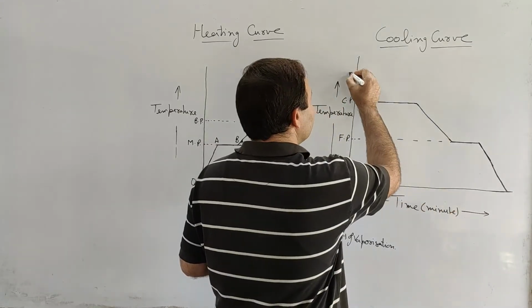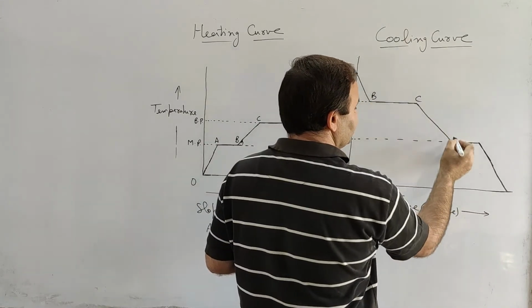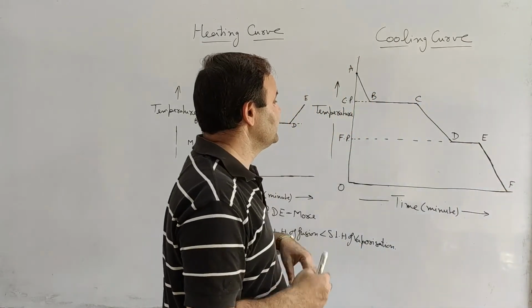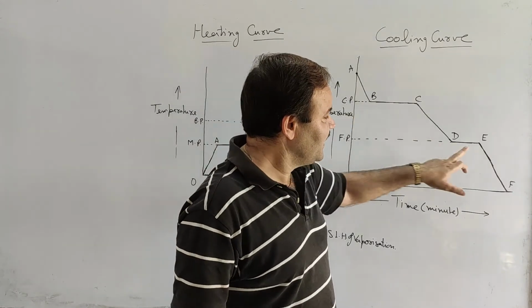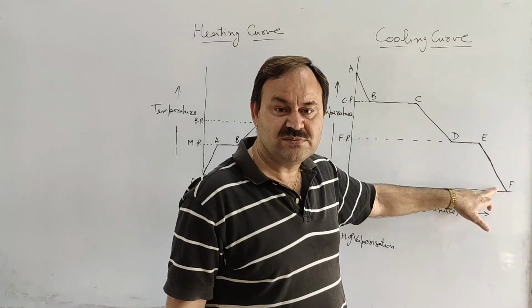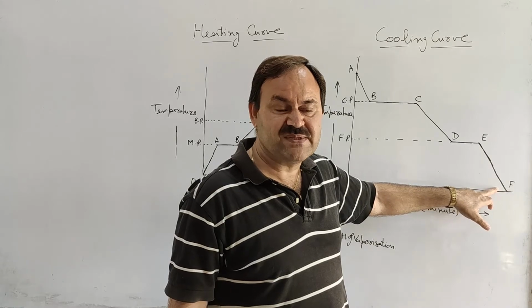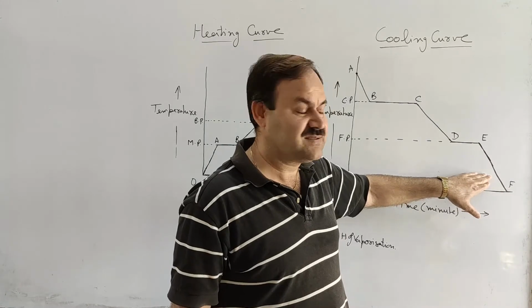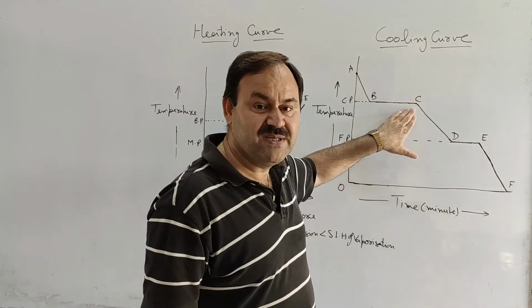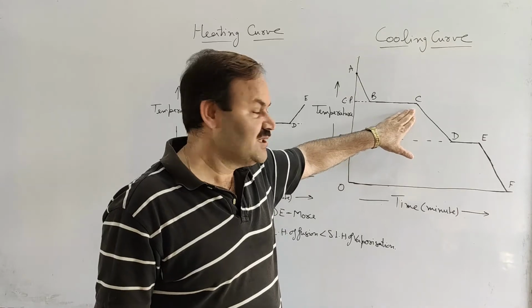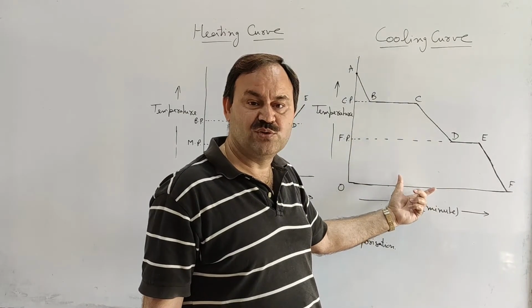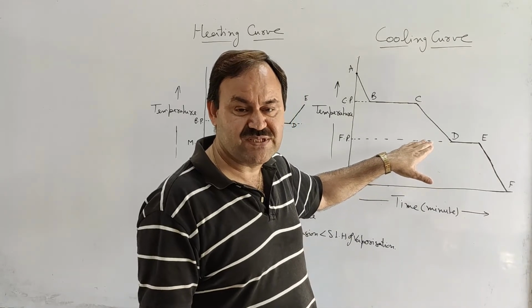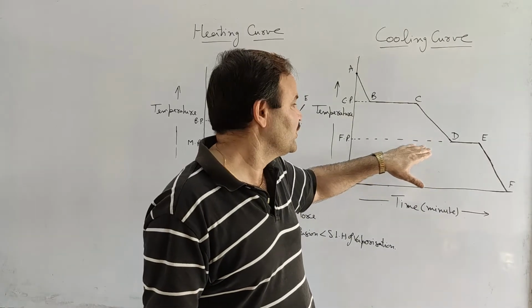If again we are naming the curve as A, B, C, D, E and F, then slopes of AB and EF will be comparatively more, showing that specific heat capacities in vapor and solid state are less, while the slope of CD will be less, showing more time is taken to change the temperature in liquid state, that is specific heat capacity of liquid state is more.